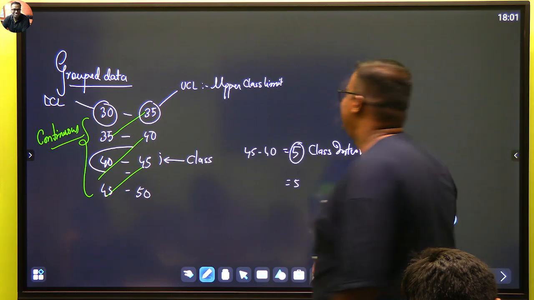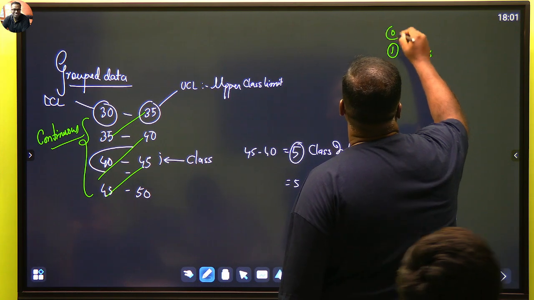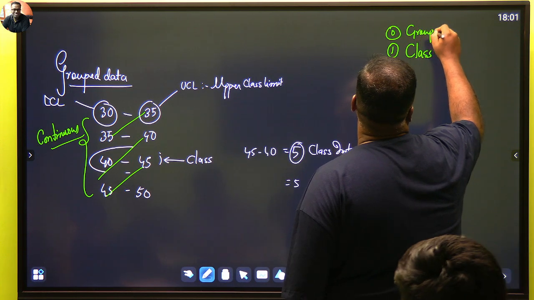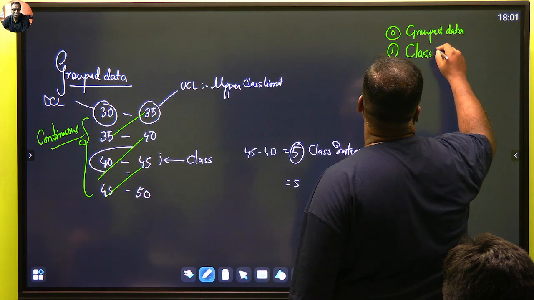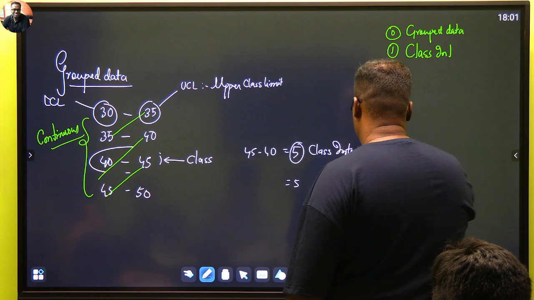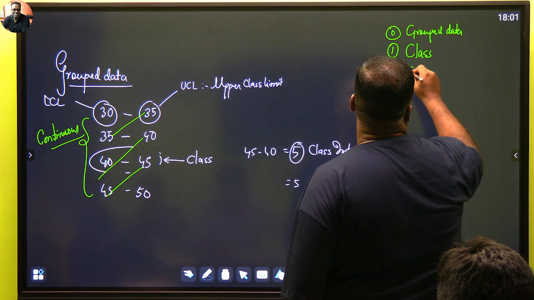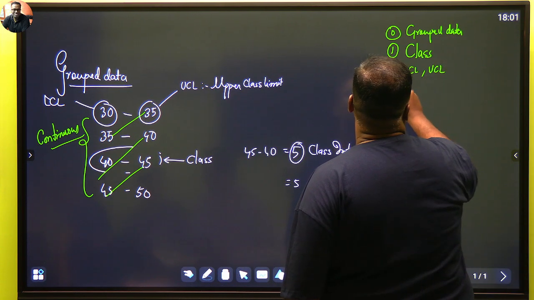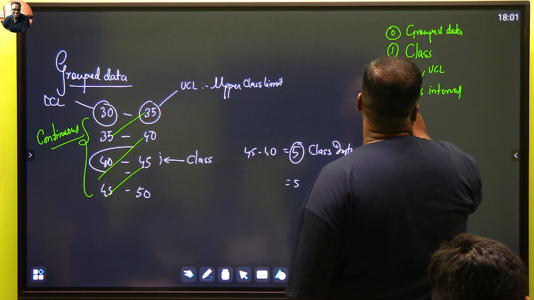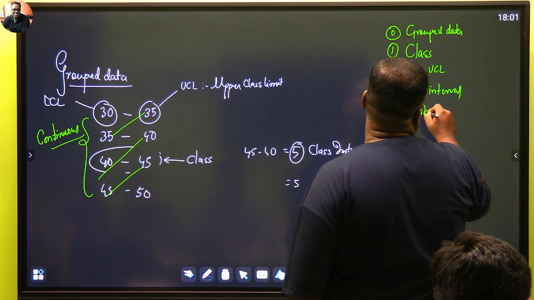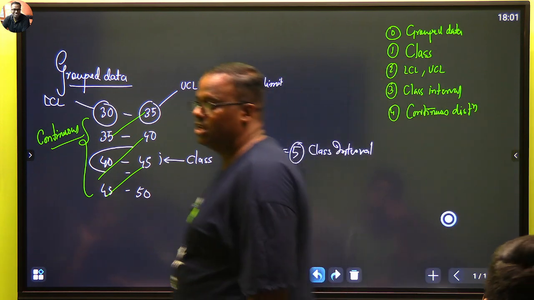Okay. Let's see. Again, check whether you have a clear understanding of these things or not. What is number 0? 0 is group data. कुछ भी समझ में नहीं आया पूछ लीजिए. सबसे पहले ग्रुप डेटा. ग्रुप डेटा के बाद आता है हमारा क्लास. We get to know what is a class. Group data, class. Class के बाद we get to know what is LCL and UCL. Then we get to know what is class interval. Then after that we got to know what is continuous distribution. Check whether anything you don't understand.